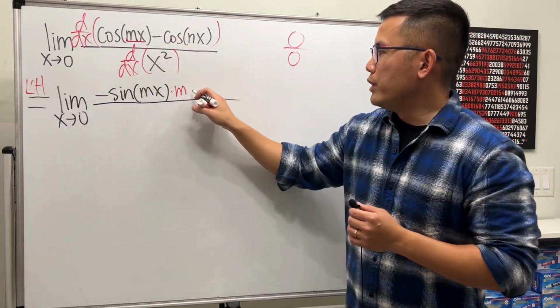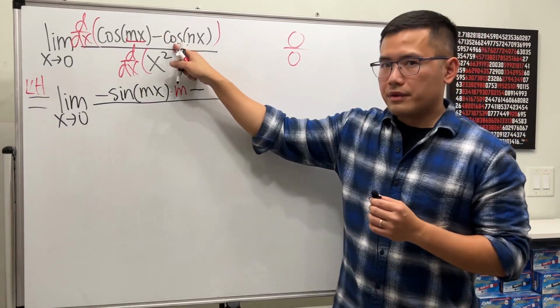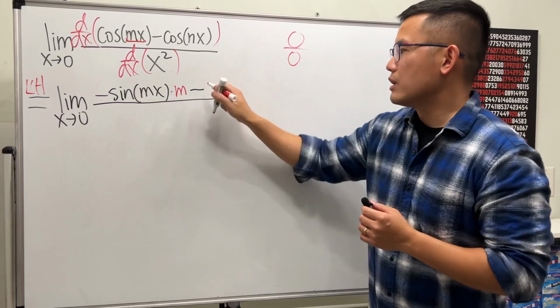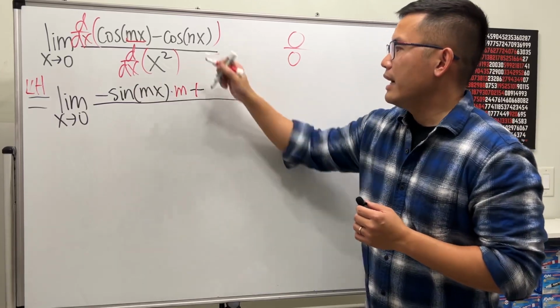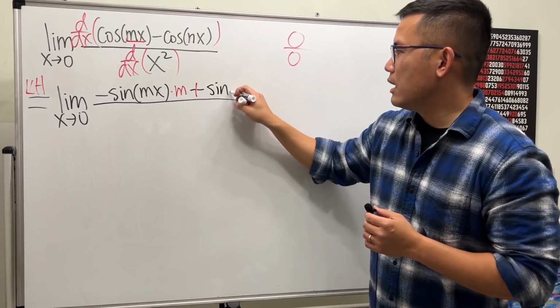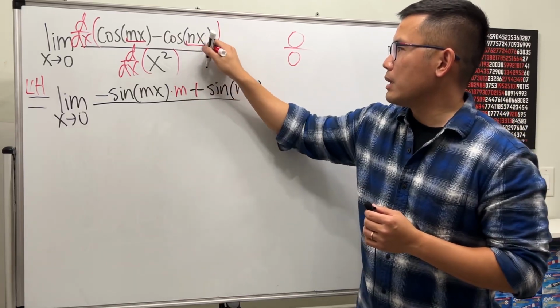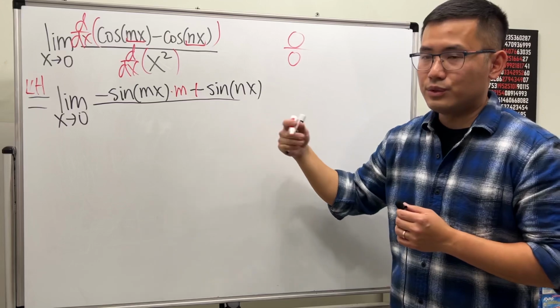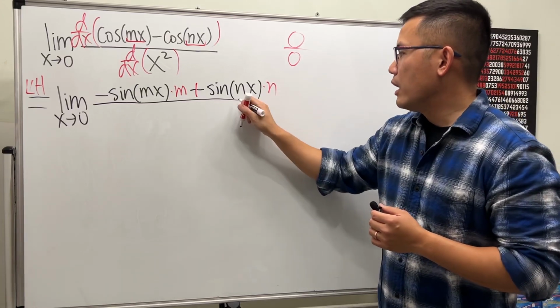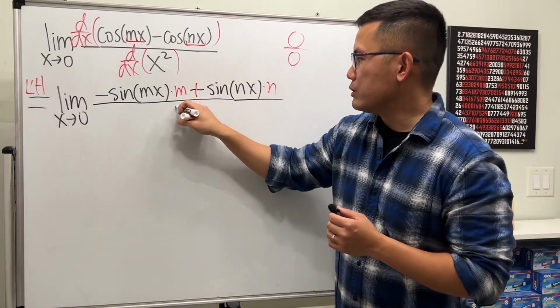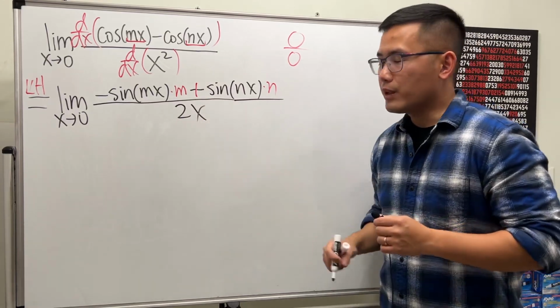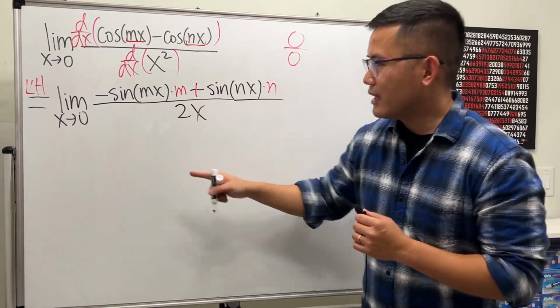Then we bring down the minus, but the derivative of cosine is negative sine, so this becomes plus, and then we have sine of nx. And then just like that, we multiply by the derivative of nx, which is n. And then over the derivative of that, which is 2x. Okay. Now, check this out.